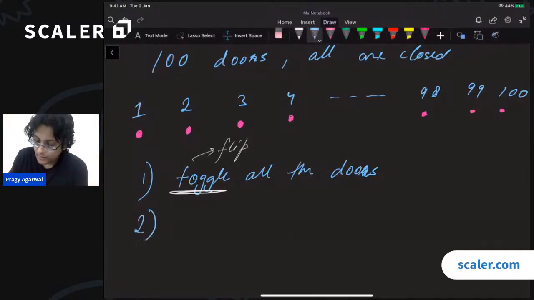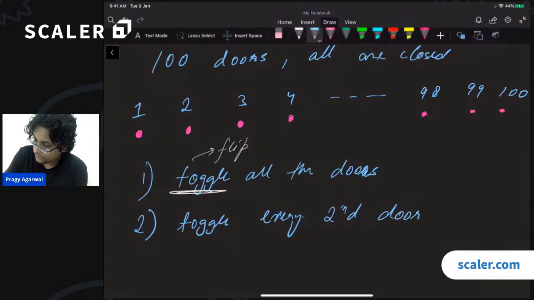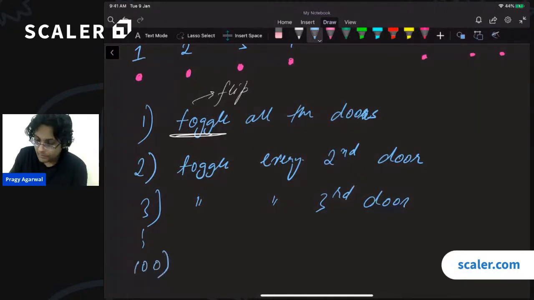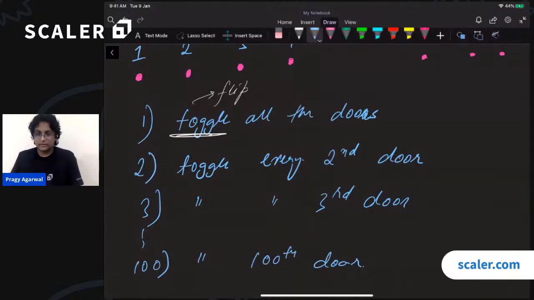In the second step, we will toggle all the even doors. Basically, we will toggle every second door. In the third step, we will toggle every third door. And so on and so forth. In the 100th step, we will toggle the 100th door. So this is what we are going to do.